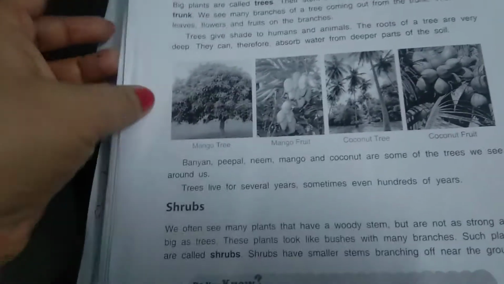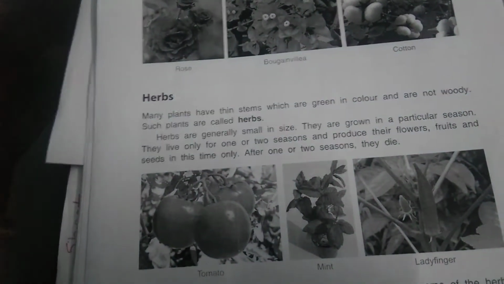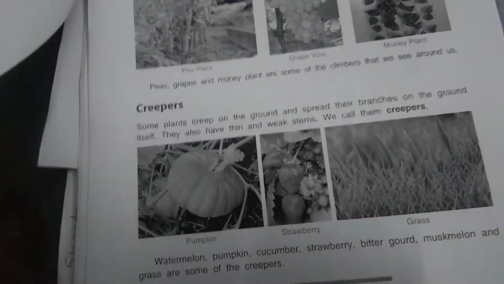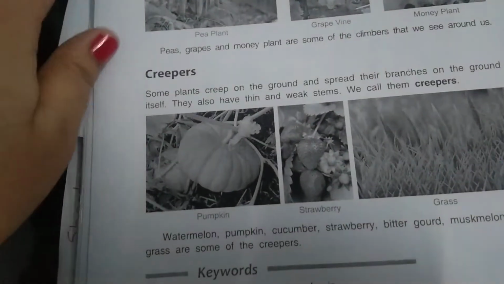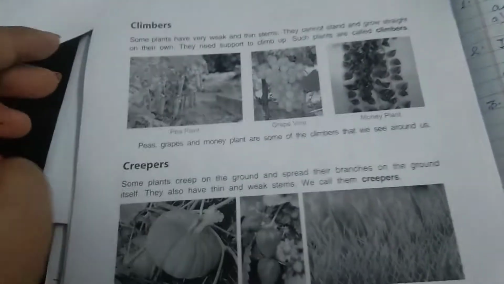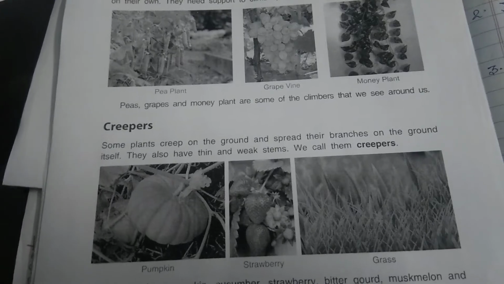Trees are very big plants. Shrubs are not as big as trees. Herbs are thin plants with green stem. Climbers are the plants which need support of others to climb up, and creepers are the plants which creep on the ground.